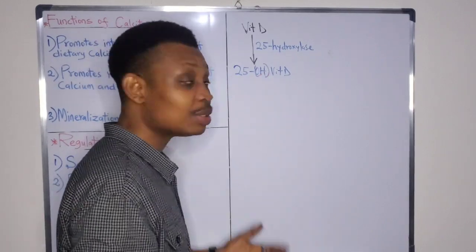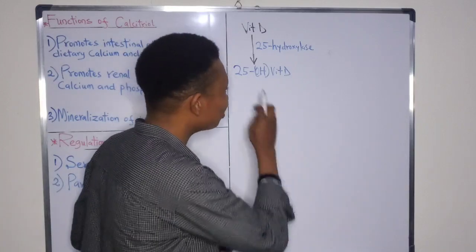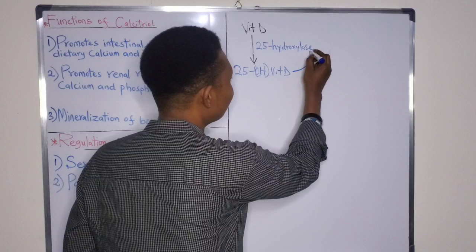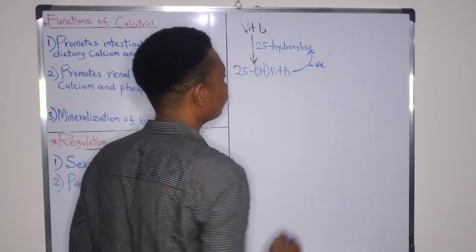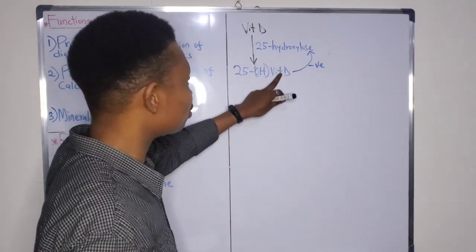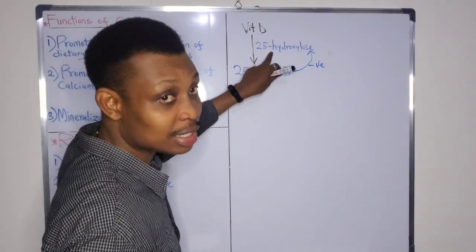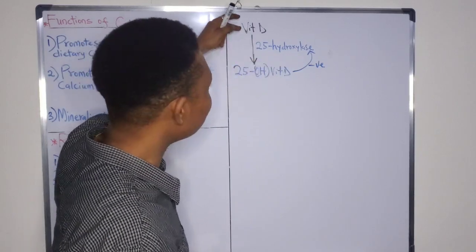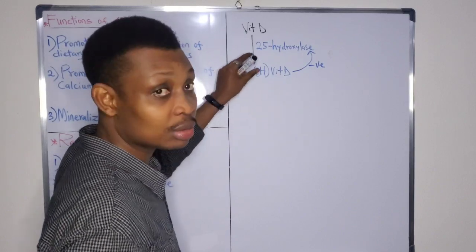Now, I also mentioned that when a sufficient amount of 25 hydroxy vitamin D is produced, there will be a negative feedback inhibition. This negative feedback inhibition is going to act on this enzyme to inhibit it. So once this enzyme has been inhibited, the conversion of vitamin D into 25 hydroxy vitamin D will be stopped.